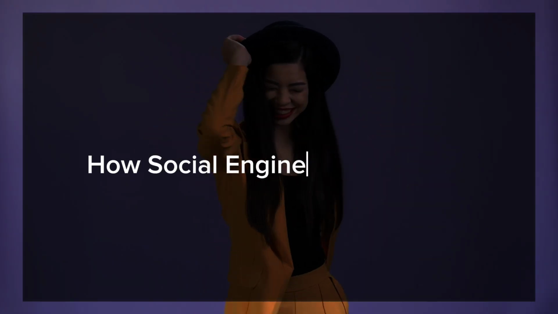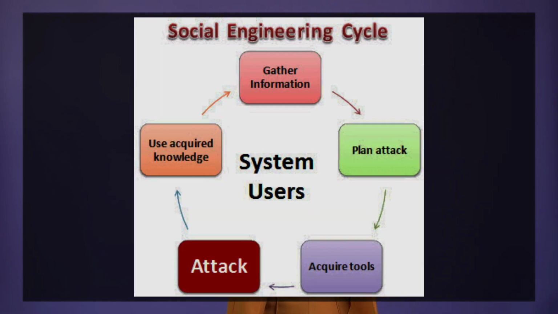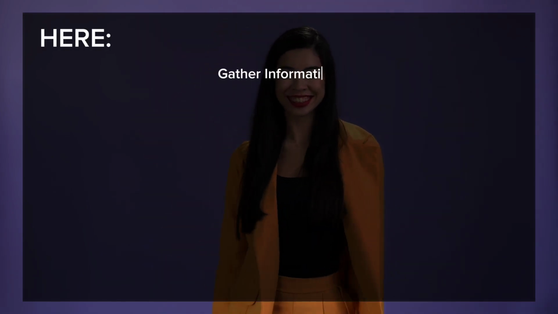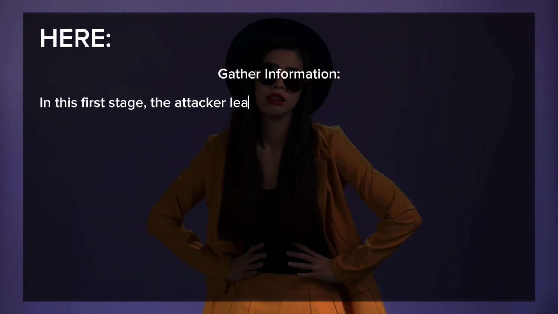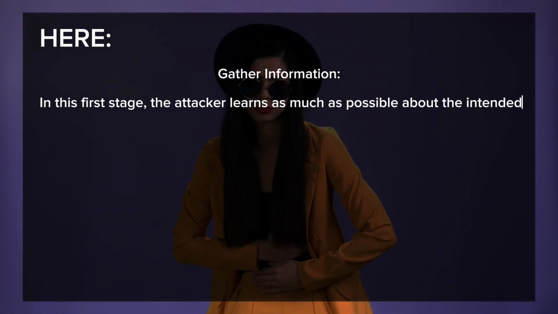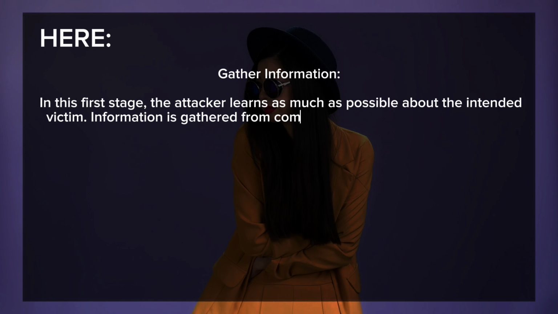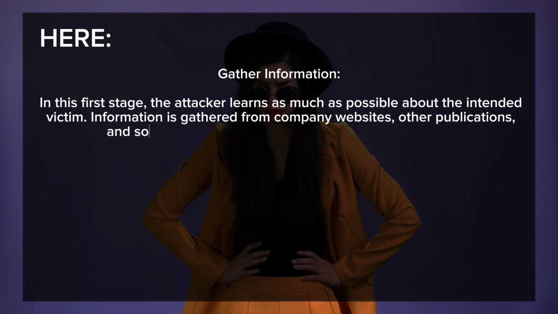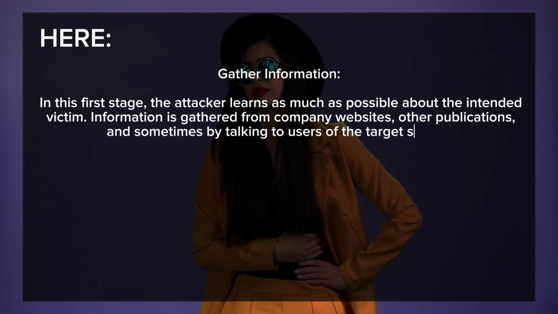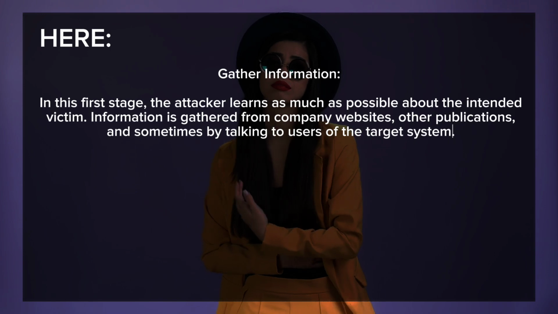How social engineering works. Gather information. In this first stage, the attacker learns as much as possible about the intended victim. Information is gathered from company websites, other publications, and sometimes by talking to users of the target system.